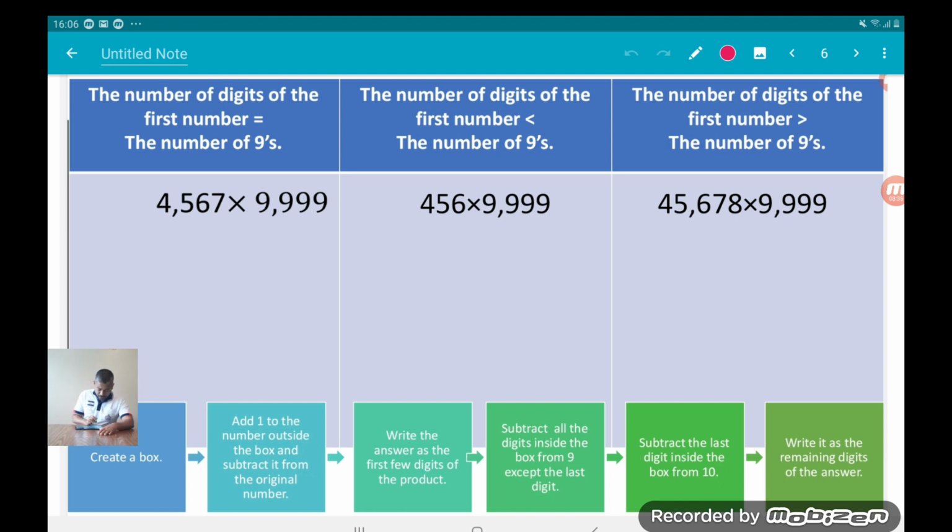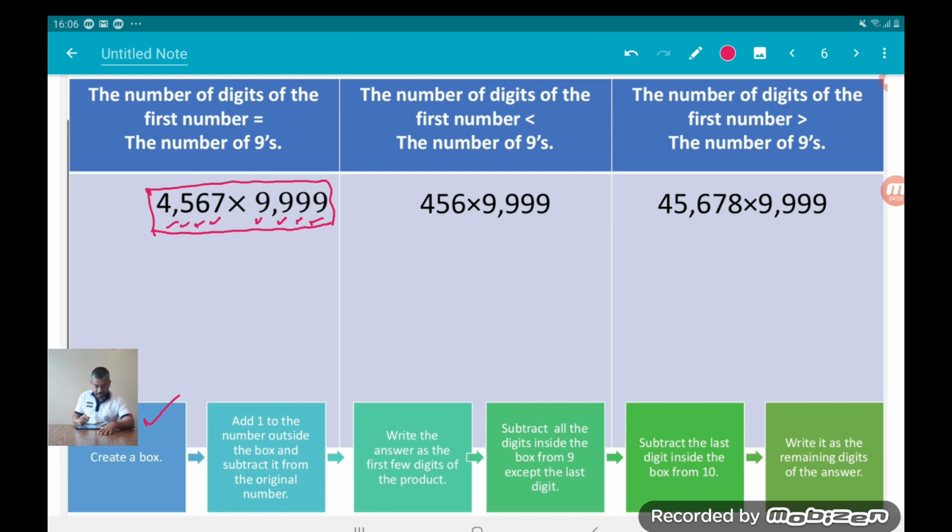Let's look at the first problem. What is the rule? The first one is create a box. How to create box? We have to check how many nines are there. We have 4 nines. We discussed that. So we have to start from the ones place of the multiplicand and you start counting 1, 2, 3, 4. When they are equal, then create a box.